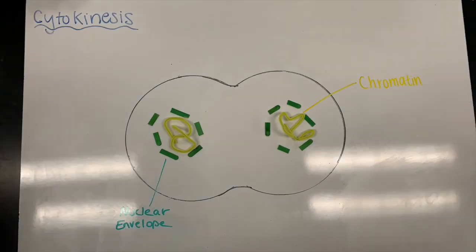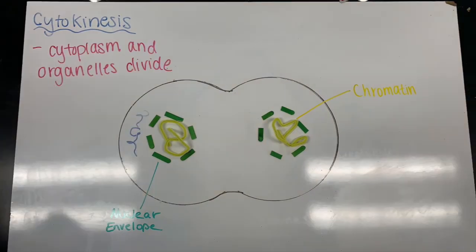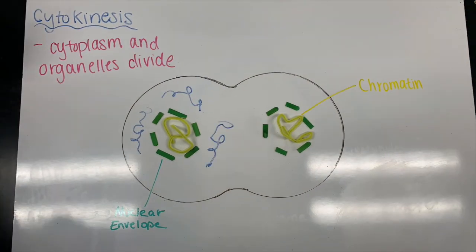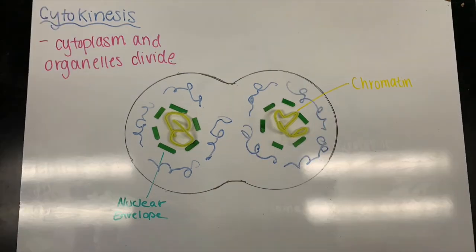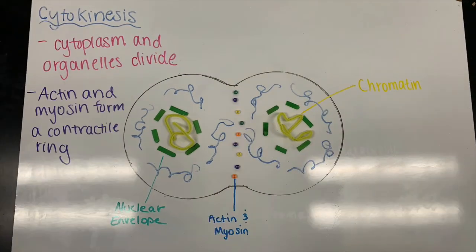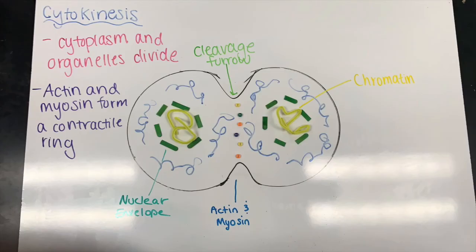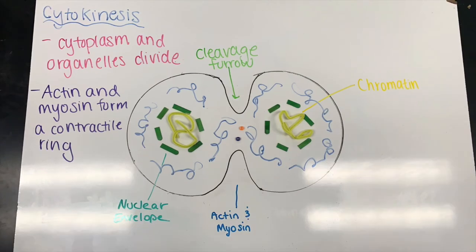Cytokinesis. Cytokinesis is when the rest of the cell, such as the cytoplasm, cell membrane, and organelles divide. This process happens simultaneously with telophase. In animal cells, proteins called actin and myosin create a contractile ring around the middle of the cell. These proteins pull at the center of the cell, acting like a drawstring, creating the cleavage furrow.